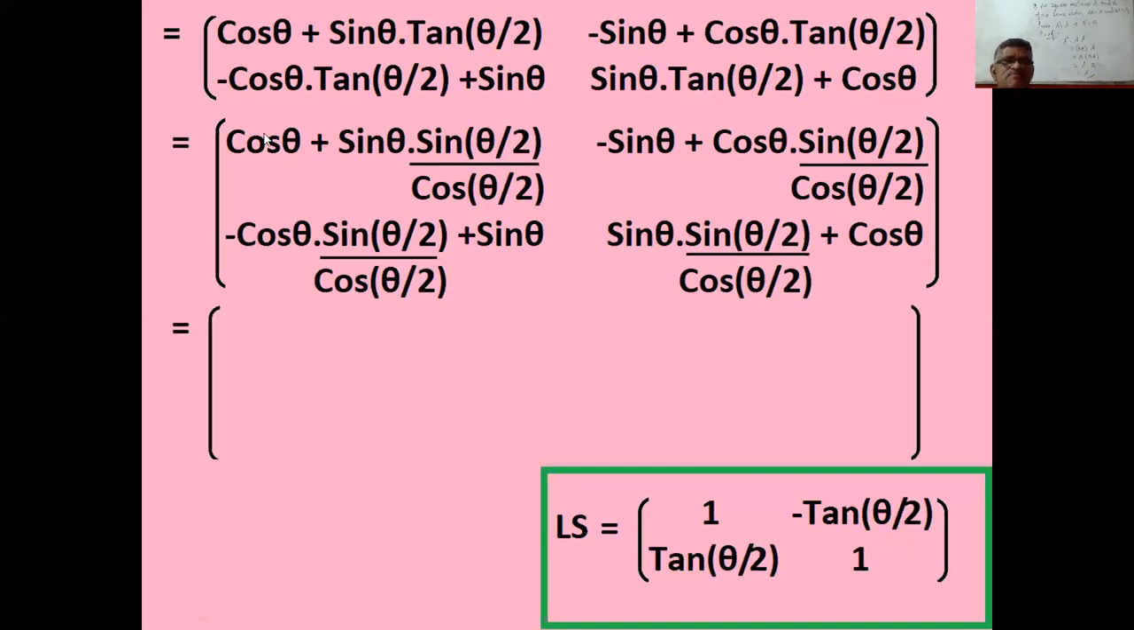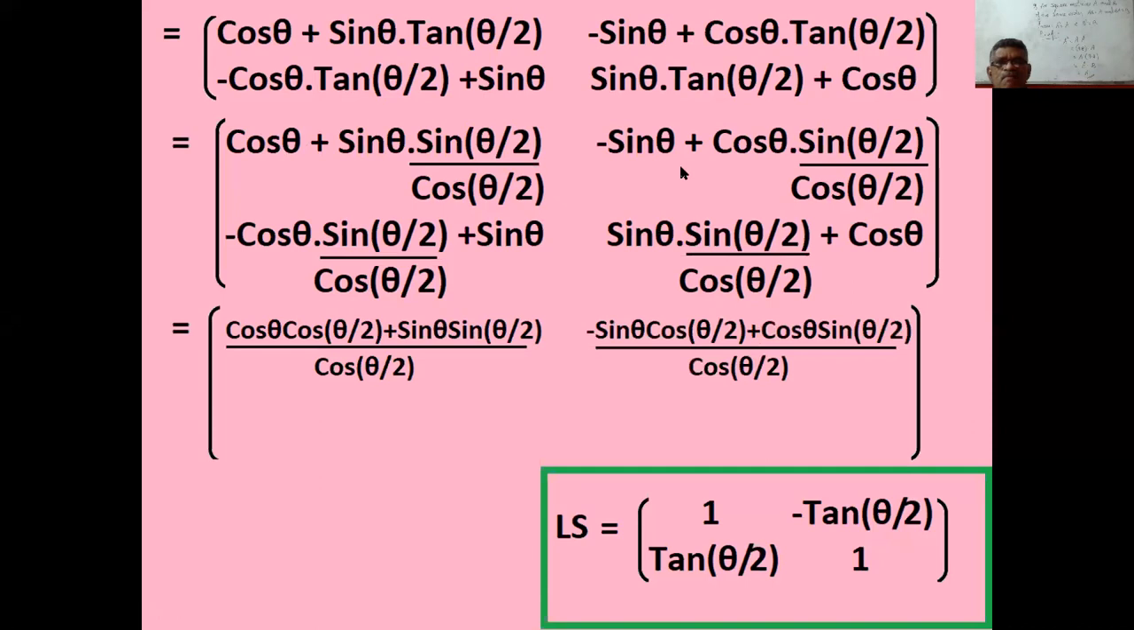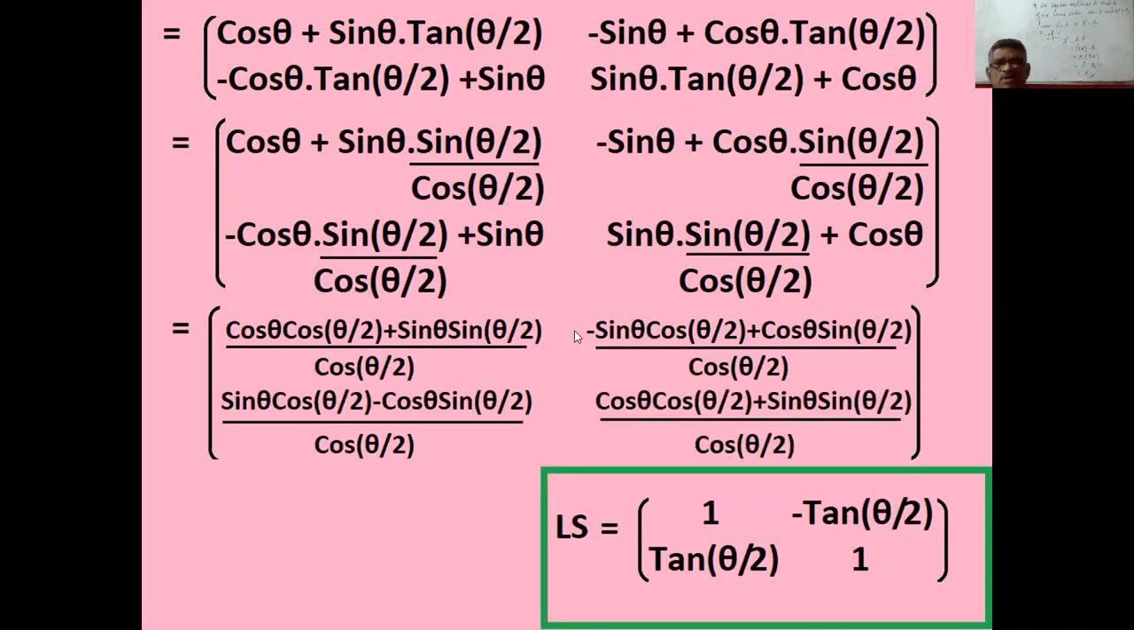When I take LCM in the first term, I get cos theta by 2 denominator. Numerator will be cos theta cos theta by 2 plus sin theta sin theta by 2. And the second will be minus sin theta cos theta by 2 plus cos theta sin theta by 2. Denominator is cos theta by 2. And the third will be minus cos theta sin theta by 2, that I have written second, plus sin theta cos theta by 2, that I have written first. Then the last term will be sin theta sin theta by 2 plus cos theta cos theta by 2. I have written cos theta by 2 first, because we know the formula like this.